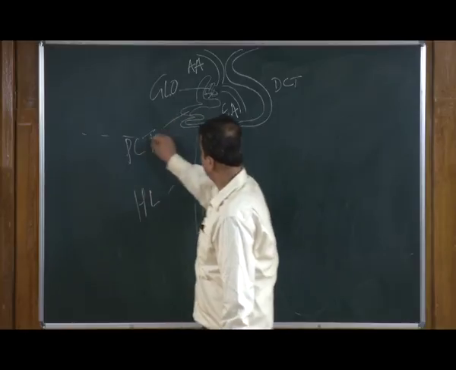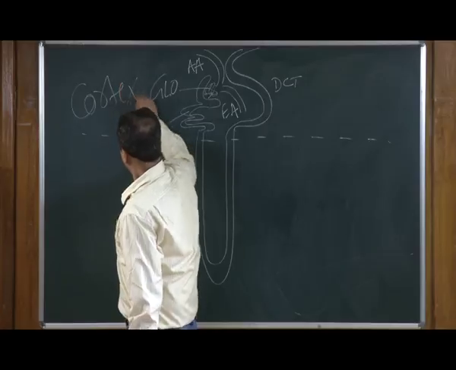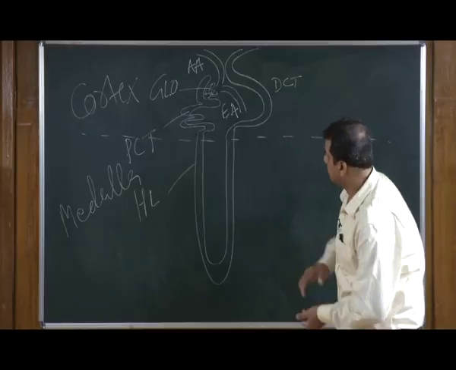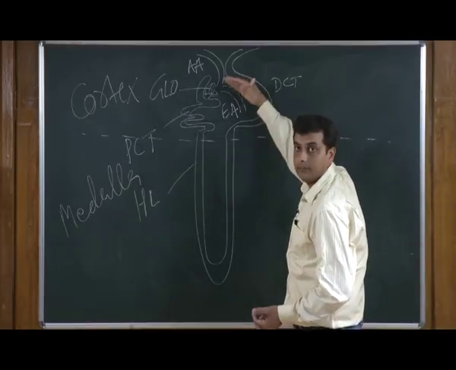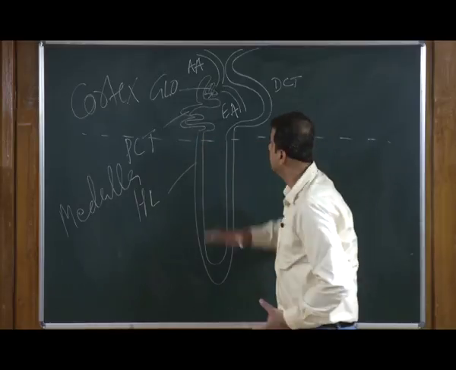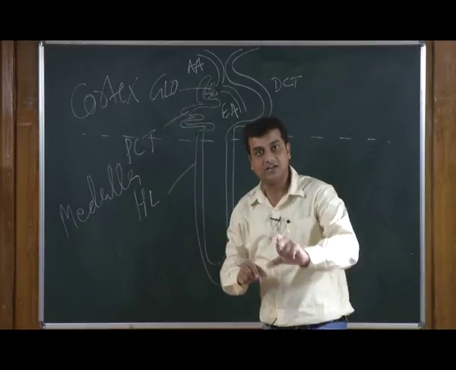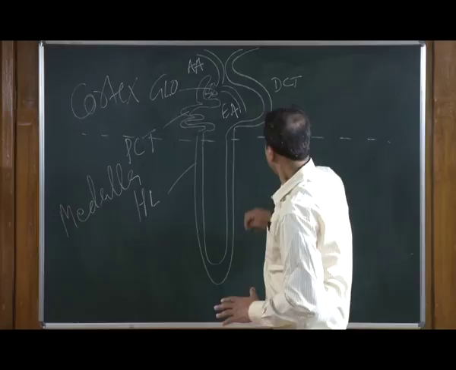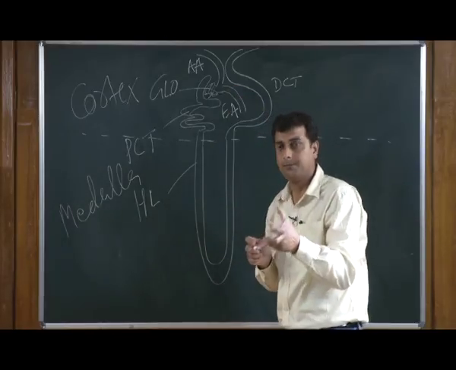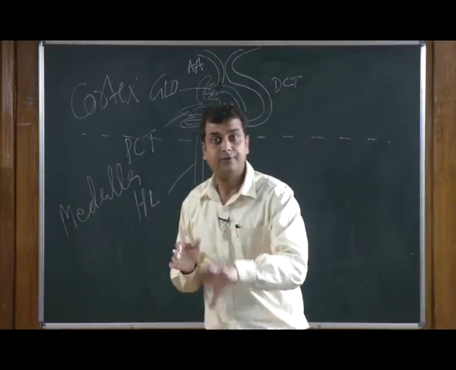Now one should remember that this whole part is the cortex and this whole part is the medulla. This is the medullary portion and this is the cortical portion. If you don't have the Henle's loop structure in this nephron, you can call it a cortical nephron. Otherwise, you can call it a juxtamedullary nephron. Now, these nephrons have distal convoluted tubules crossing very close to the afferent and efferent arterioles.